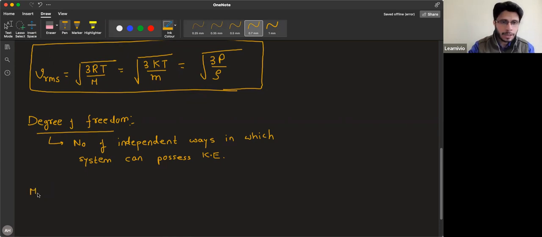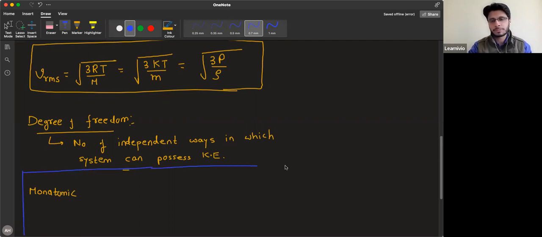So if you have a gas which is monoatomic, let's write here the translational degree of freedom. Let's make a table here. So translational degree of freedom, rotational degree of freedom, vibrational. I'm not writing vibrational because vibrational will come only at a very high temperature. And this is total degree of freedom.